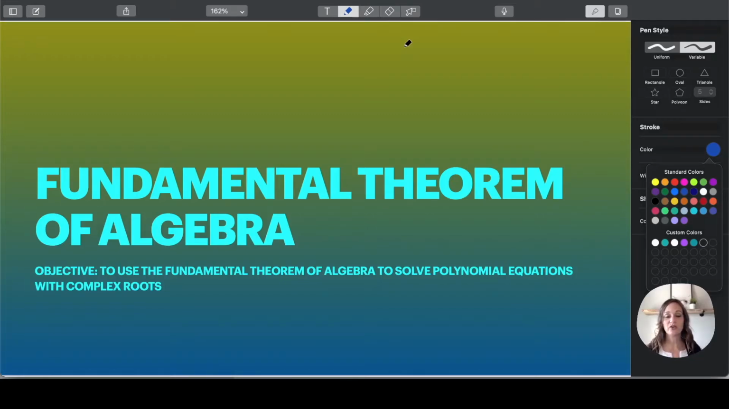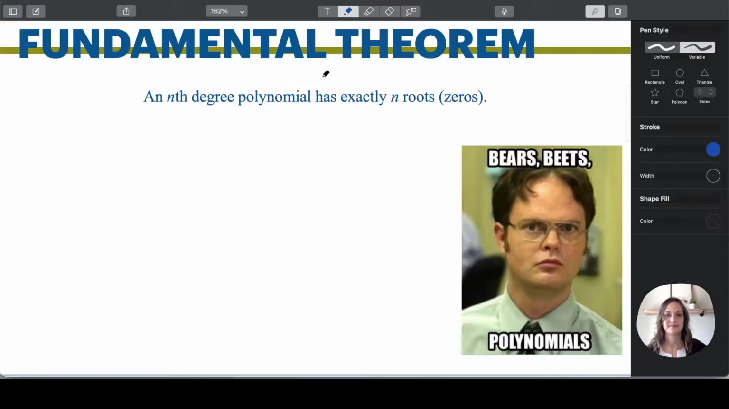In this video, we are going to be using the fundamental theorem of algebra to solve polynomial equations with complex roots. The fundamental theorem basically says that if you have an nth degree polynomial, then you're going to have exactly n roots. Meaning, if you have x to the fifth plus x cubed plus x plus 2, that means you are going to have 5 zeros.